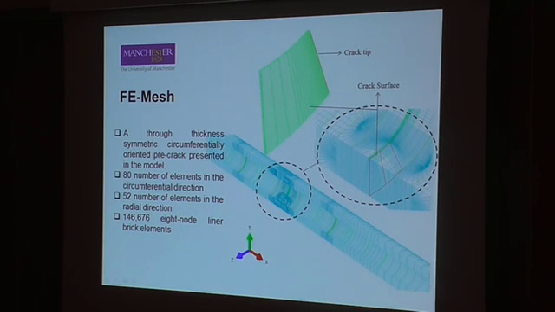This is just an overview of my meshing. I have used around 146,000 8-node linear brick elements with 52 elements in the radial direction and 80 elements in the circumferential direction just for the crack regions. For the rest I have used a very coarse mesh.